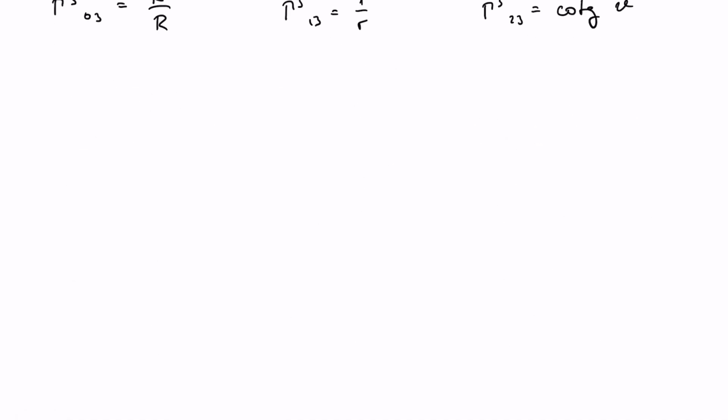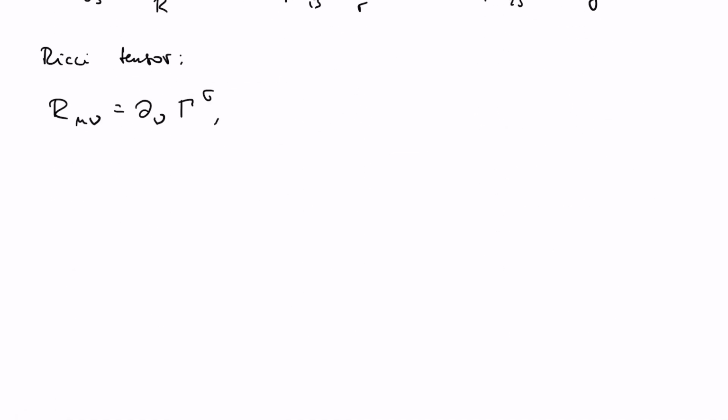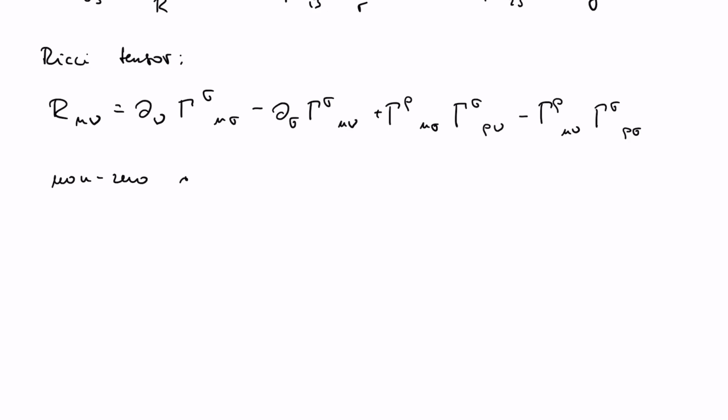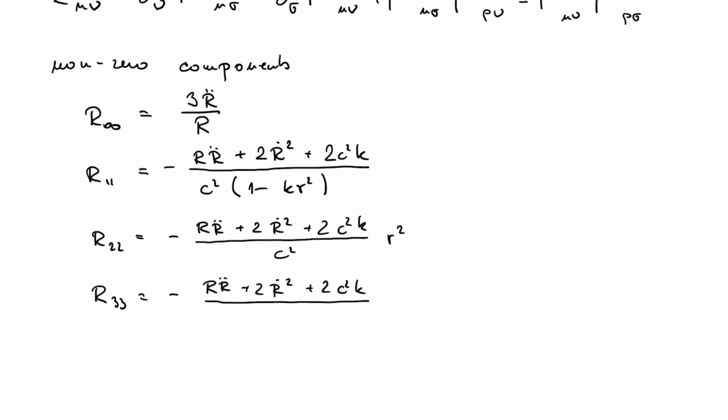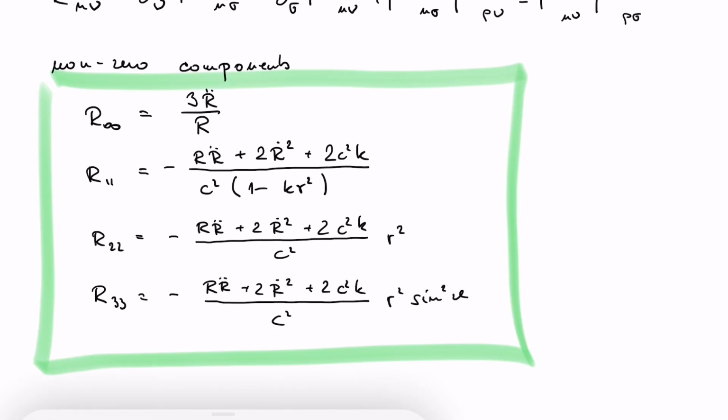The Ricci tensor components are directly calculated from this formula. It turns out that only the diagonal terms are non-zero. They are here. Now we turn to the right-hand side of the Einstein equations.